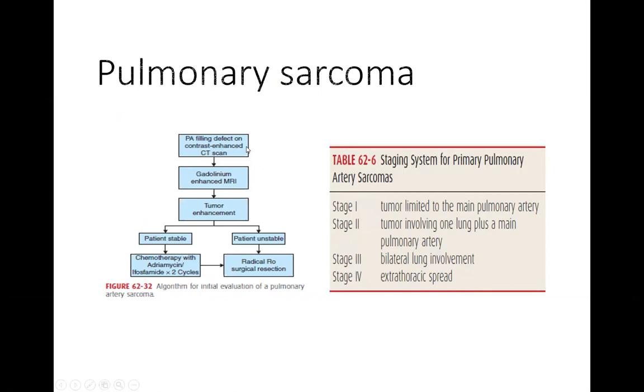How do we diagnose this? Usually you see a PA filling defect on the contrast-enhanced CT scan. We get a gadolinium-enhanced MRI. If the tumor is enhanced and the patient is stable, he goes through chemotherapy with adriamycin and ifosfamide for 2 cycles, and then he'll go for radical resection. If the patient is unstable, we cannot give him chemo, so he has to go for radical resection.